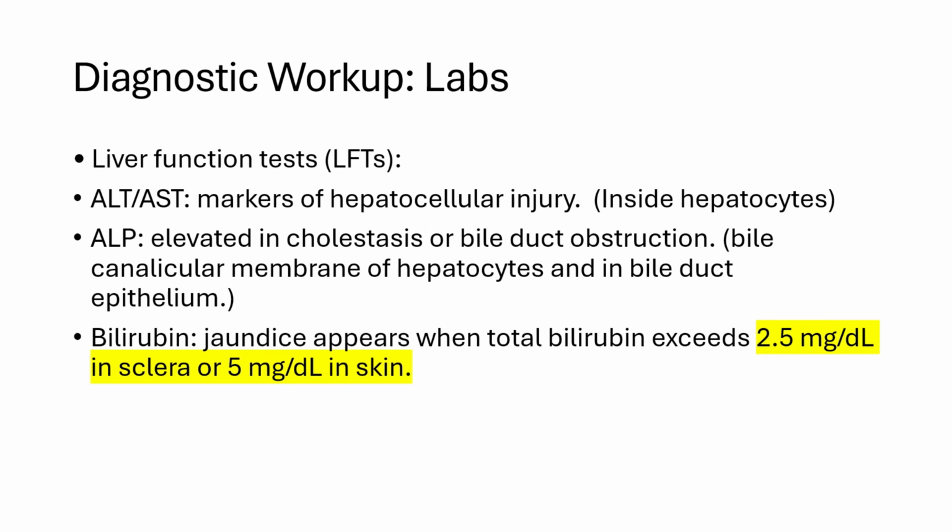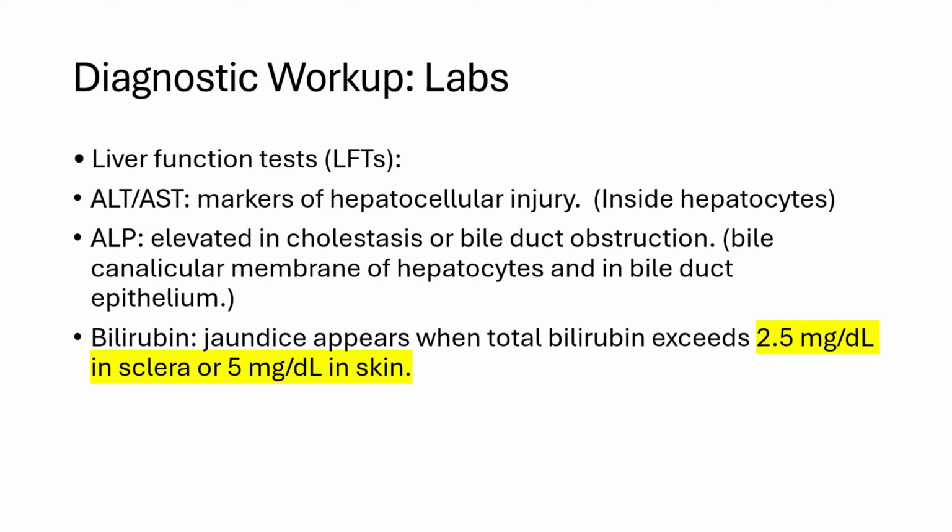Remember, ALT and AST are markers of hepatocellular injury, which is commonly indicative of liver pathology. And ALP, which is found within the bile duct epithelium, is most likely associated with gallbladder or biliary pathologies. And then with that, you have bilirubin levels.